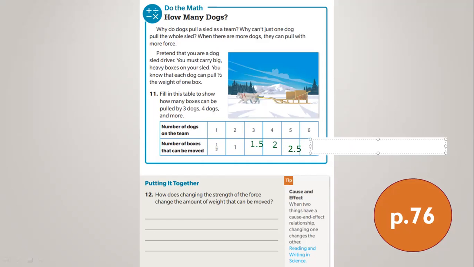What about 6 dogs? 6 halves, 3 boxes. How does changing the strength of the force change the amount of weight that can be moved? The more the strength of the force, the more the weight that can be carried. If we apply more force, we can carry more load.